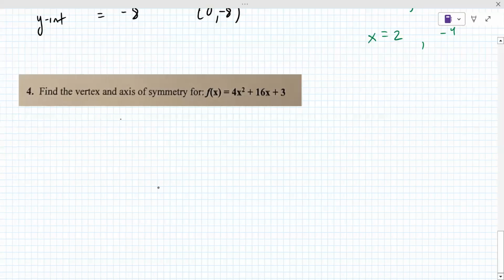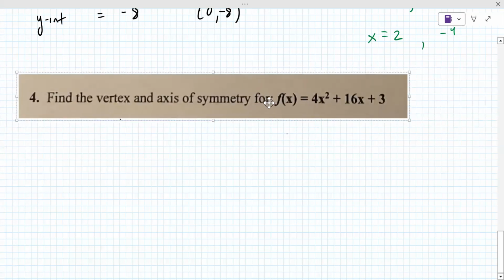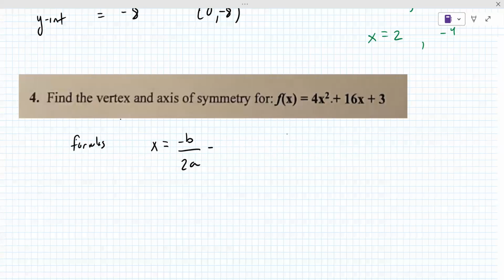The next problem here asks for the vertex and the axis of symmetry. You might think we should complete the square. Well, this one's a little bit tougher to do that. And if you recall, you can also use formulas for that. You can use x equals minus b over 2a. And I would recommend we do that in this problem rather than completing the square.